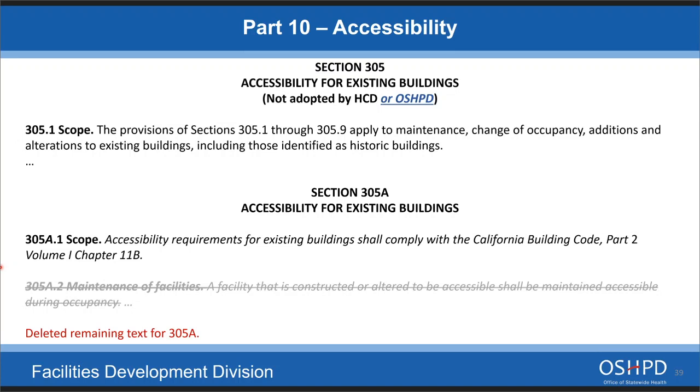One of the things in the existing building code that was a mistake was under 305.1, where we were referencing accessibility to use this section, and we added not adopted by OSHPD to section 305. At the same time, 305A, which only applies to OSHPD 1 facilities, had a whole list of accessibility features, and we basically eliminated all that text and just pointed back to part 2 of the building code, chapter 11B. Next slide.